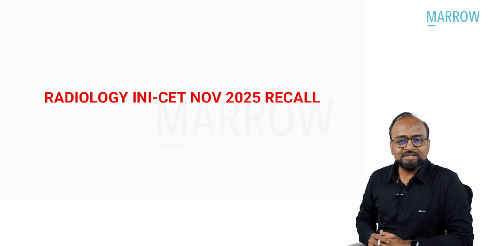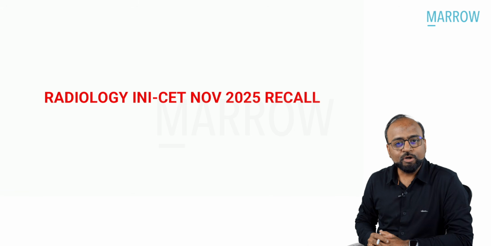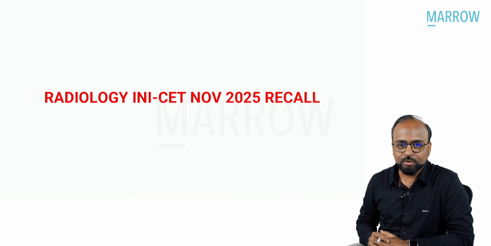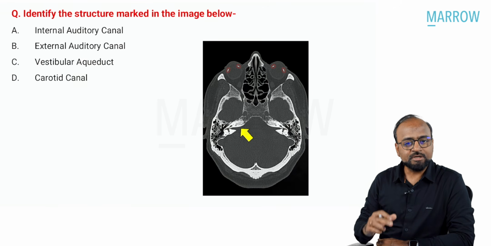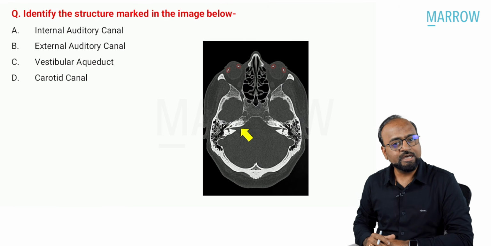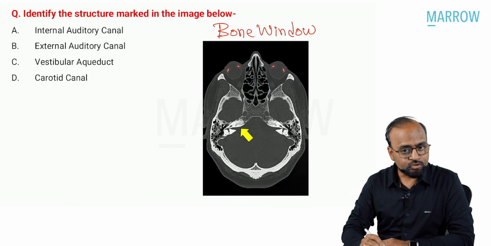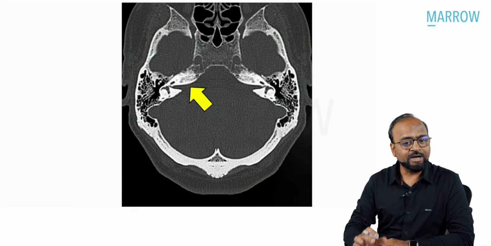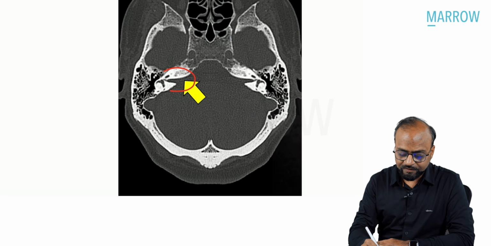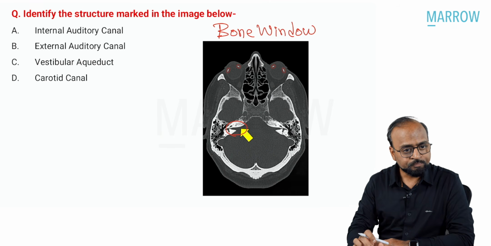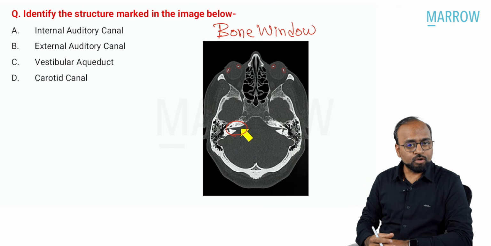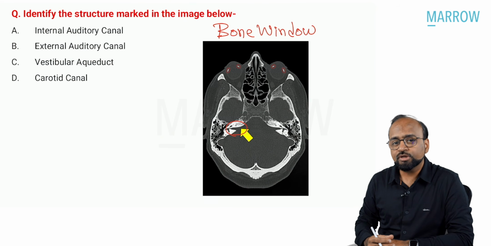So let us quickly jump into and discuss some radiology related questions in the recently conducted INI-CET November 2025 exam. There was a question where they had given a CT head image. This was a bone window CT head image at the level of the posterior cranial fossa, where they had put an arrow and they had asked you to identify what this particular structure is. So is it the internal or the external auditory canal or the vestibular aqueduct or the carotid canal?